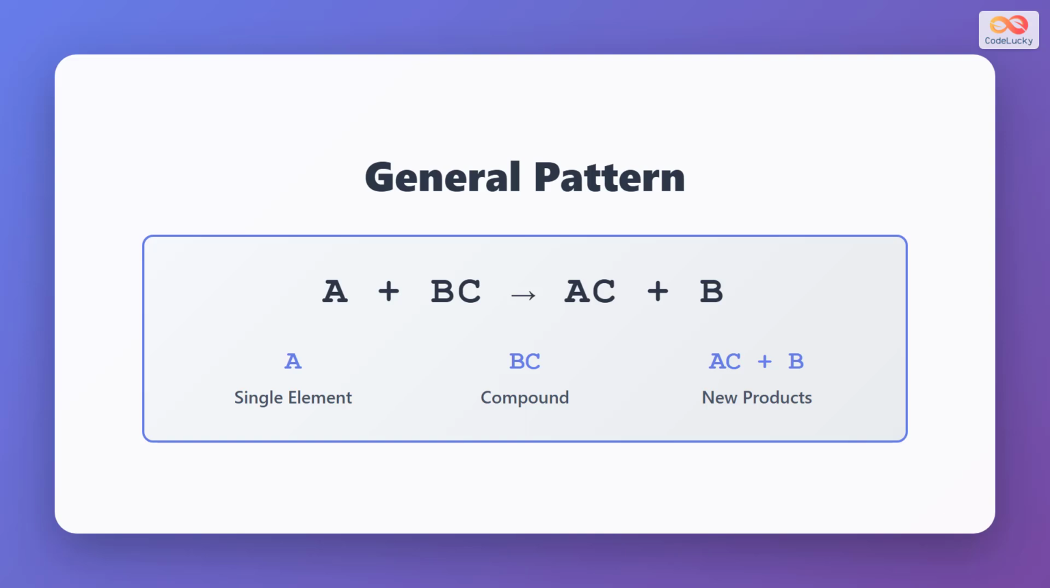Let's break down the general pattern: A + BC yields AC + B. Here, A represents a single element on its own. BC represents a compound made of two elements bonded together. After the reaction occurs, we get AC + B as our products. Notice how A replaced B in the compound, creating a new compound AC, while B is now released as a free element. This pattern is the foundation for understanding all single replacement reactions.